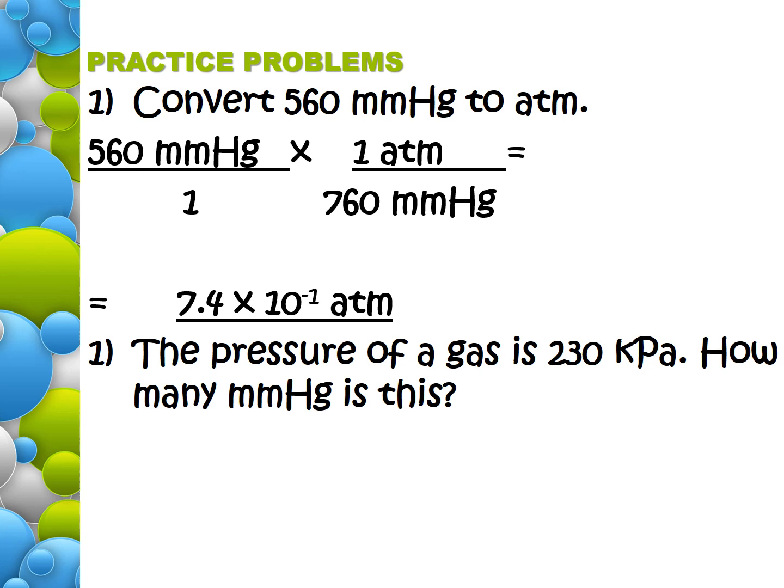Okay, the pressure of a gas is 230 kPa. So you've got to get kPa to mmHg. So put 230 kPa over 1. Draw a conversion factor. Equals, make an answer line, mmHg. Then bring your given label to the bottom of the conversion factor. Bring your answer label to the top.